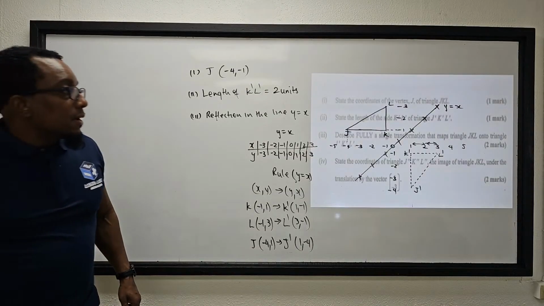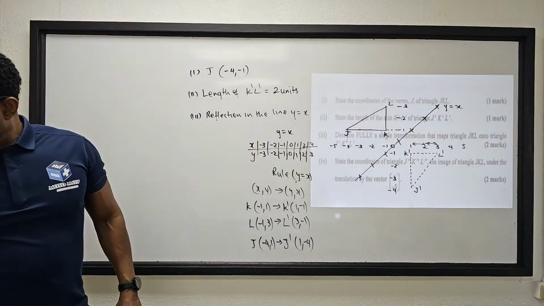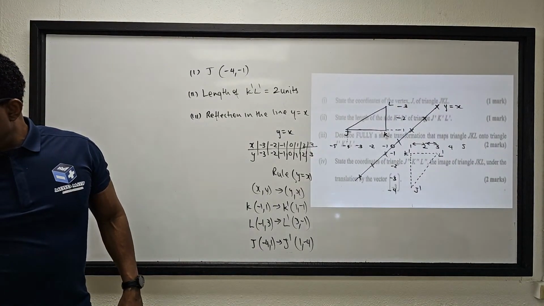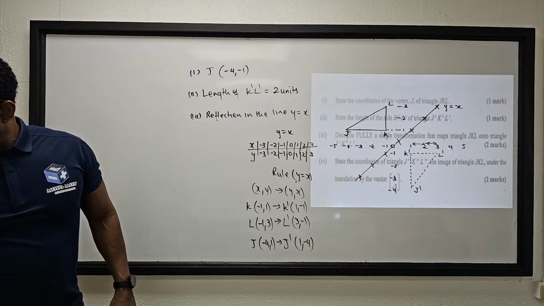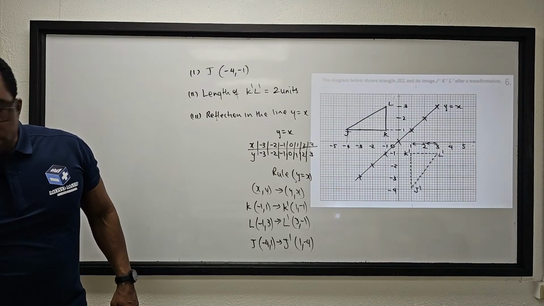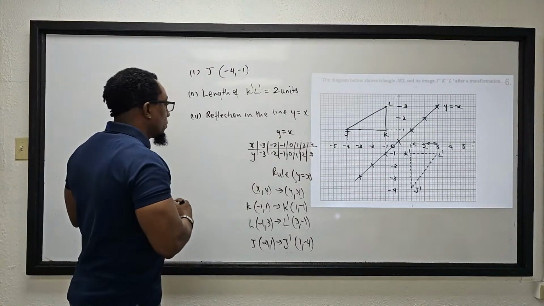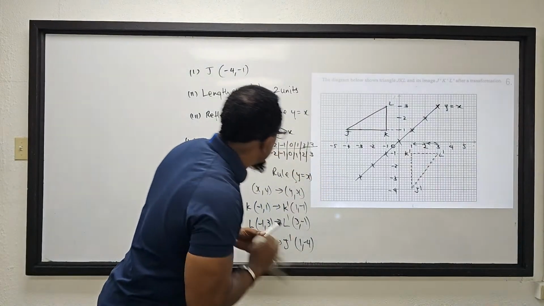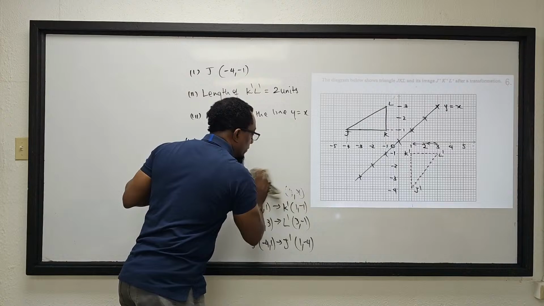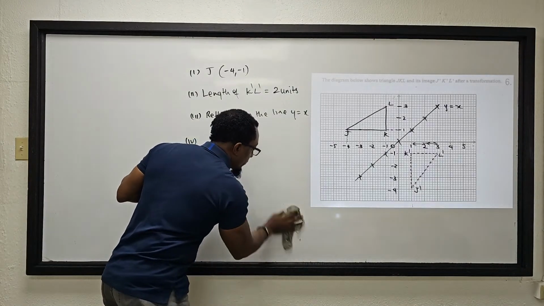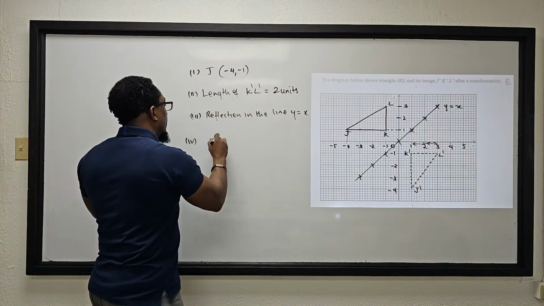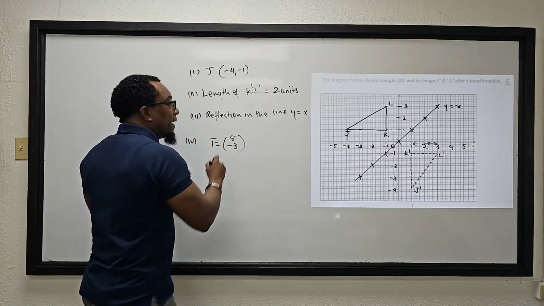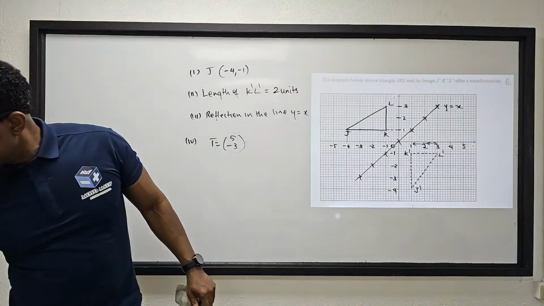State the coordinates of J double prime, K double prime, L double prime, the image of triangle JKL under the translation 5, negative 3. So part 4. So we have here a translation of 5, negative 3, and we want to translate.